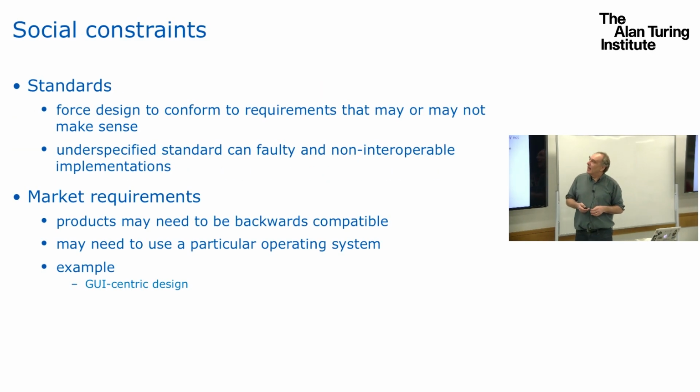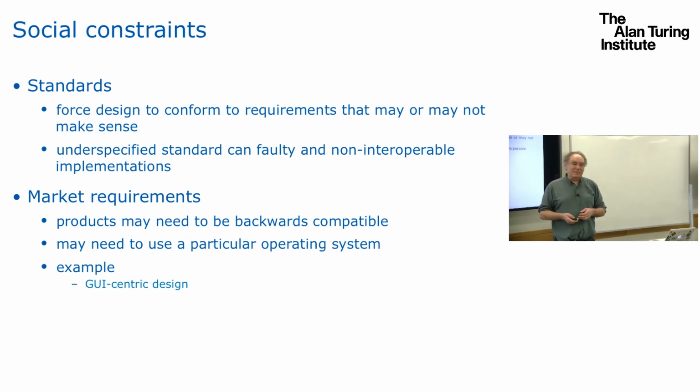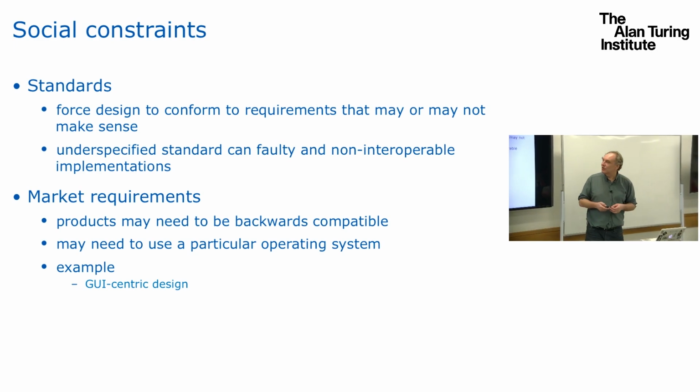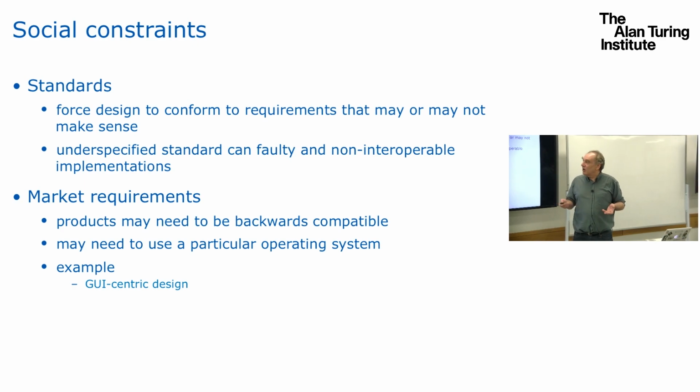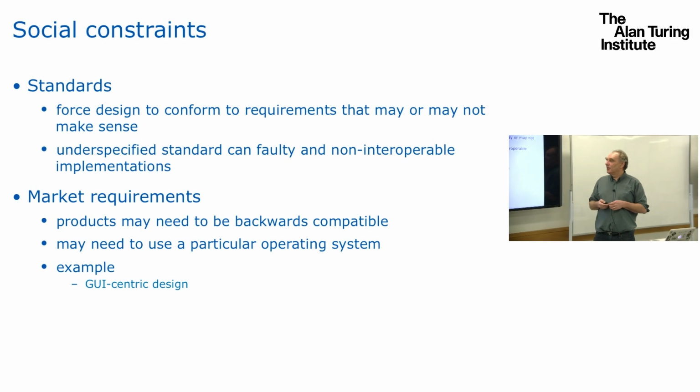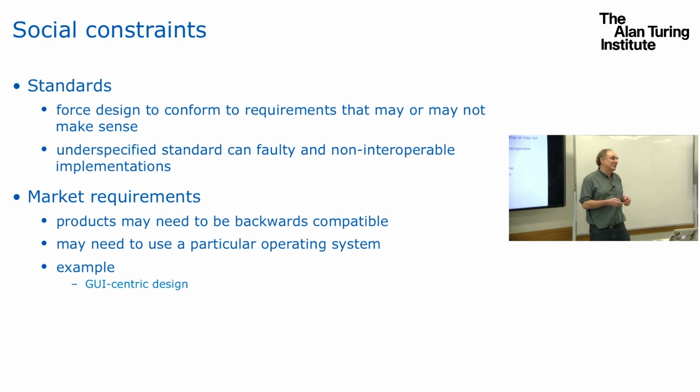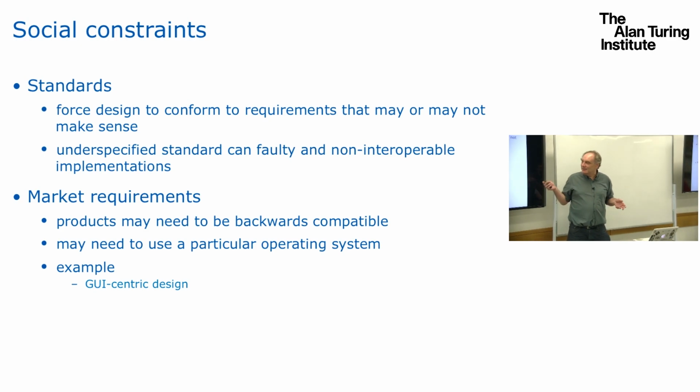than here. Okay, there are constraints I've already mentioned. There can be social constraints. Design might have to meet some requirement that humans like. You can have underspecified standards, which are a real pain in the neck, where people can argue about it. And market requirements which make life complicated. Compatibility with particular systems is a real hassle.